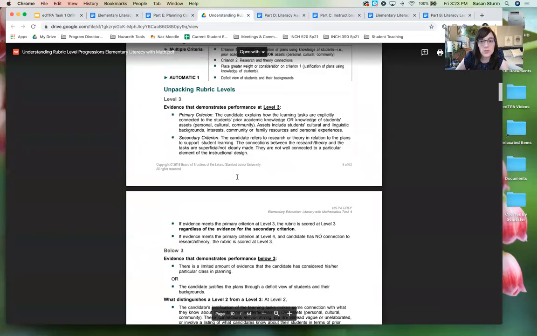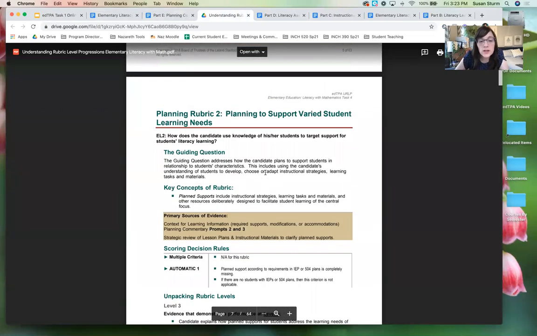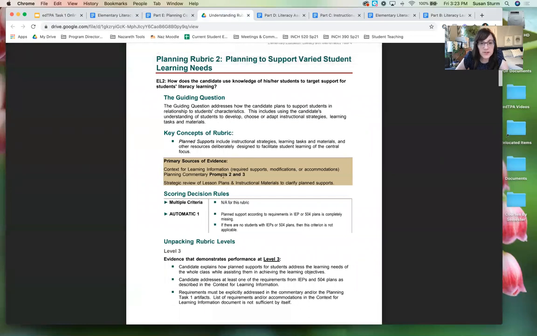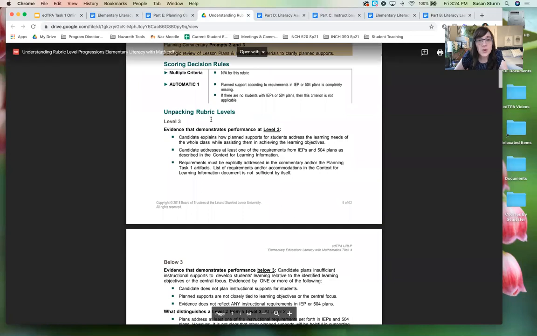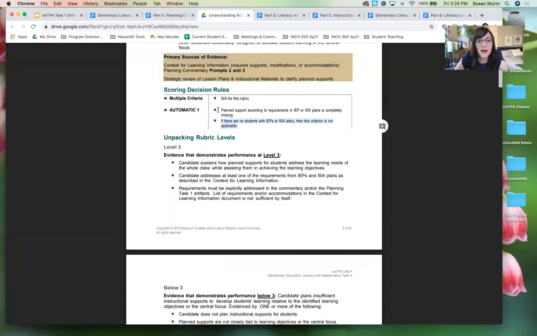So back to understanding rubric level progressions, go back up to a level 2. We see the guiding question. We see the primary sources of evidence. Your planned supports, this is defined, include your instructional strategies, the learning tasks and materials, other resources deliberately designed to facilitate student learning of the central focus. So at an automatic 1, you have not addressed your IEPs and 504s. We know that she's done this, and she's done this quite effectively.